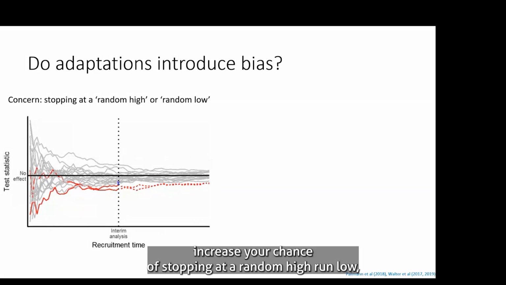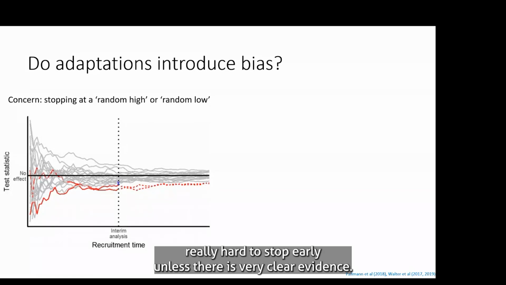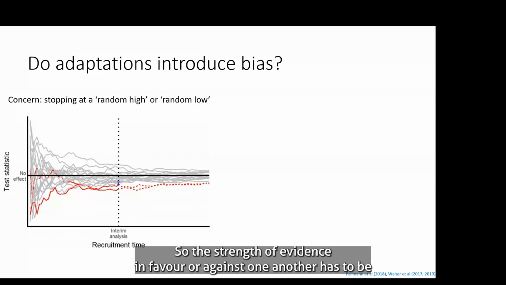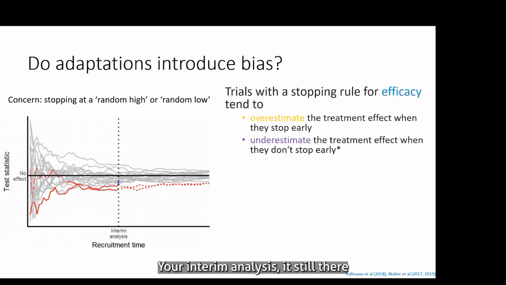It does not increase your chance of stopping at a random high or random low, because the early stopping criterion, if the design is done well, will be designed in such a way that it is really, really hard to stop early unless there is very clear evidence. So the strength of evidence in favor or against one arm or another has to be greater the earlier your interim analysis. But still, there's still a risk of underestimation or overestimation if you don't analyze your trial correctly.